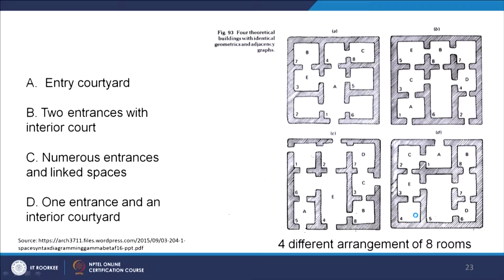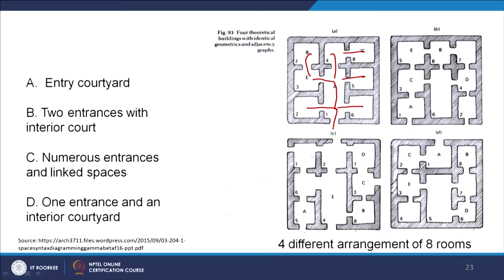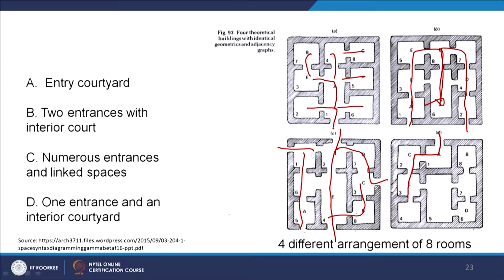And similarly, we talk about in the A, let's say from here we have a central courtyard, an entry courtyard, and all the rooms are within it. Whereas here you can see that there are 2 entrances within the interior court, right? And with the numerous entrances, this is very difficult to control. This model basically has freedom of movement. You go anywhere and come out of anywhere.